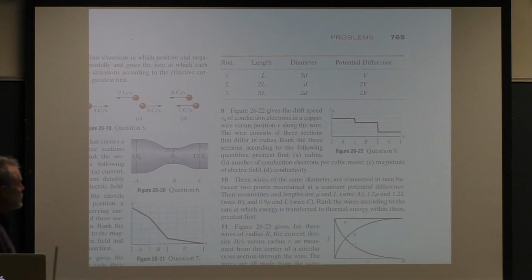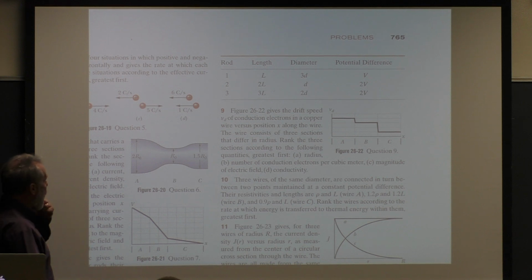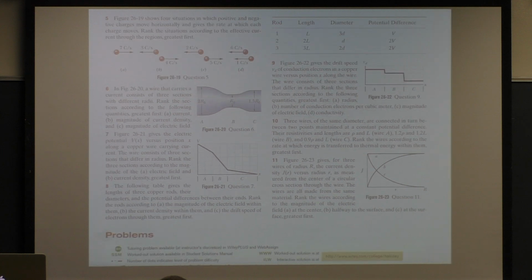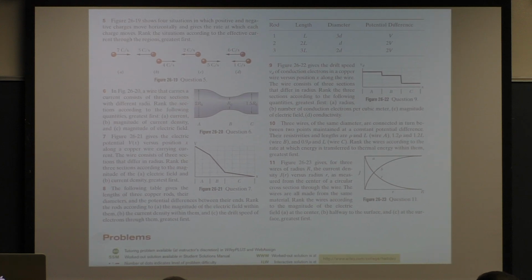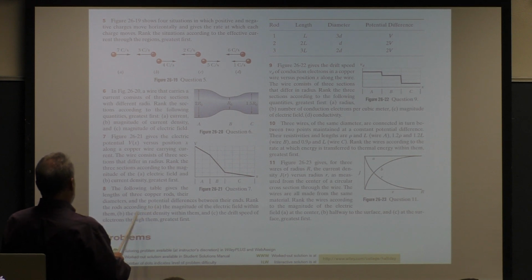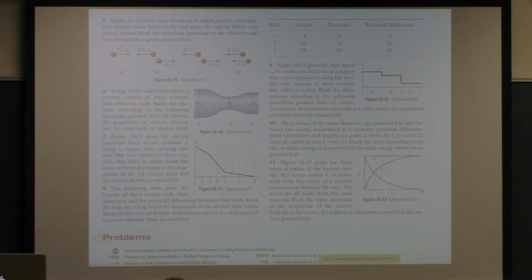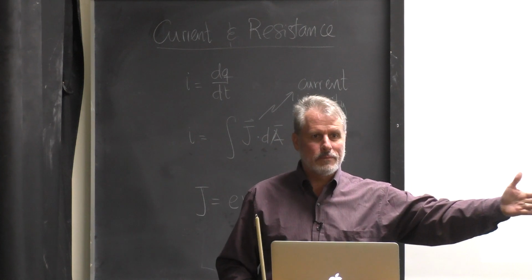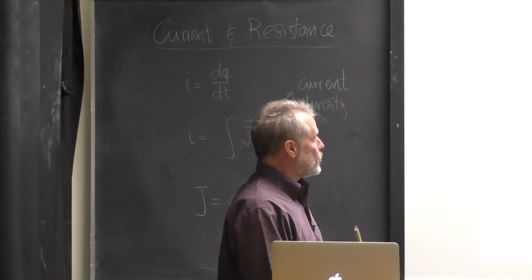Okay, this is the one. So this table gives the lengths of 3 copper rods, their diameters, and the potential difference between the ends. And we want to rank the rods according to the magnitude of the electric field within them, the current density within them, and the drift of the electrons through them. So we will be repeating ourselves, right? Because electric field is proportional to current density, and current density is proportional to drift velocity. So once we rank the electric field, we have ranked all 3 of them.